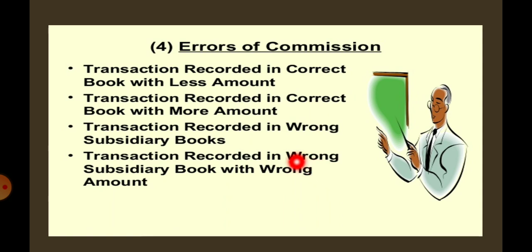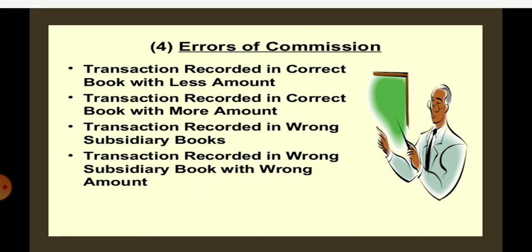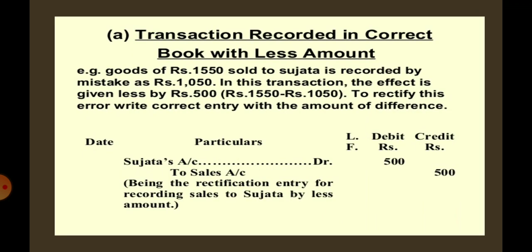Errors of commission. Transaction recorded in the correct book with less amount is an error of commission. Transaction recorded in the correct book with more amount, transaction recorded in the wrong subsidiary book, and transaction recorded in the wrong subsidiary book with the wrong amount. These are the errors of commission. Okay, remember that. For each and every example I am discussing, you are going to solve some numericals on it.